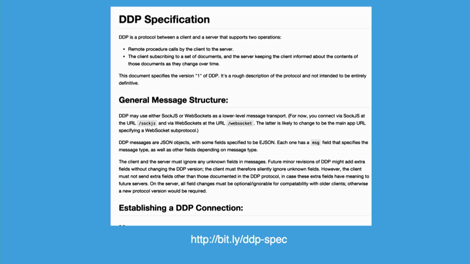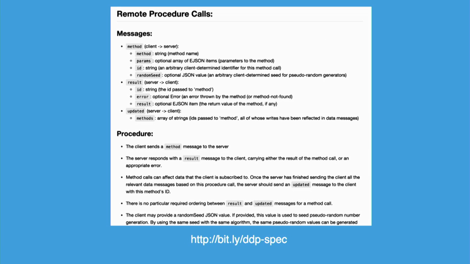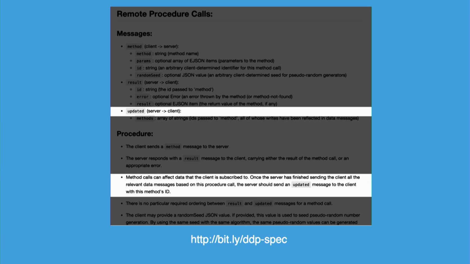And there's an interesting thing in DDP. It combines the relationship between data notification, or like notifications about data synchronization, and remote procedure calls. Something that you wouldn't normally mix together, but in this case, it makes total sense because we need this updated message. So later in the spec, you can see there's something about updated. It goes from server to client. And what it means is, I propagated all the changes in data sync related to your method call.